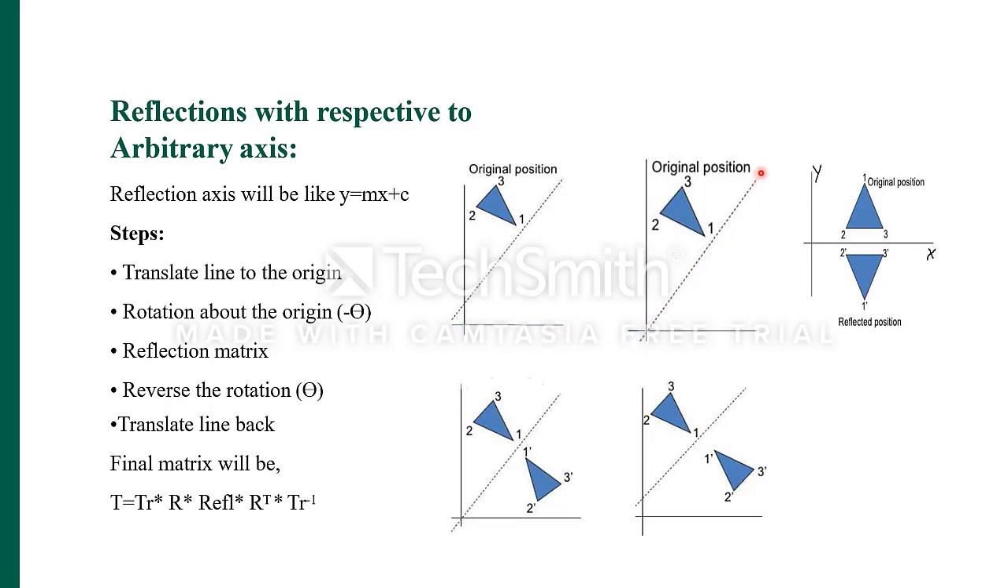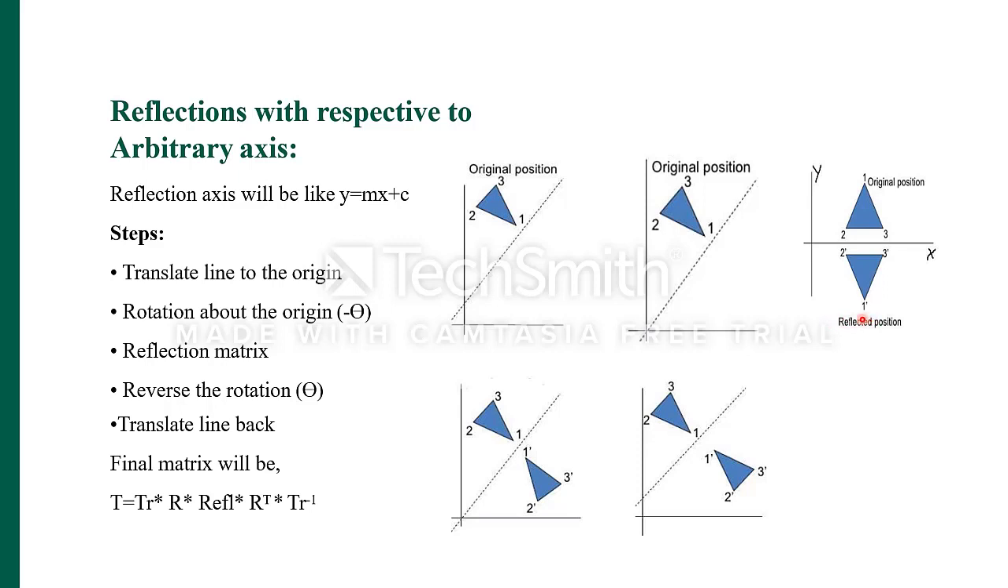Once we translate the line to the origin, then we make a rotation by minus theta degrees in order to meet the axis. Once the rotation is done, this will be the position. Then we are trying to reflect this matrix, from the first quadrant to the fourth quadrant. And then the image will be in this way.